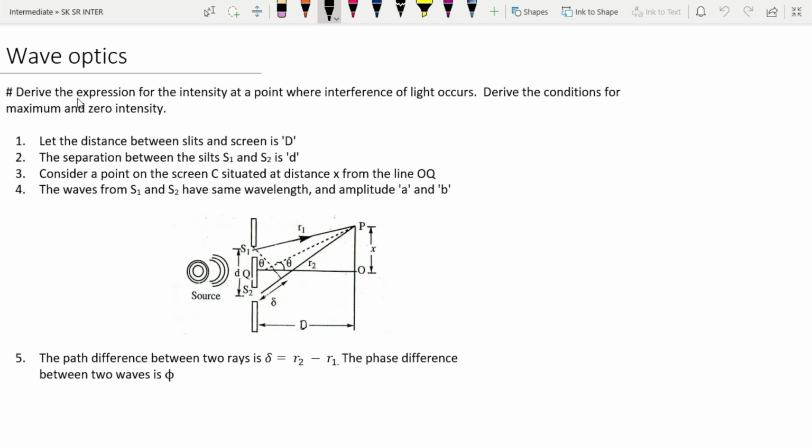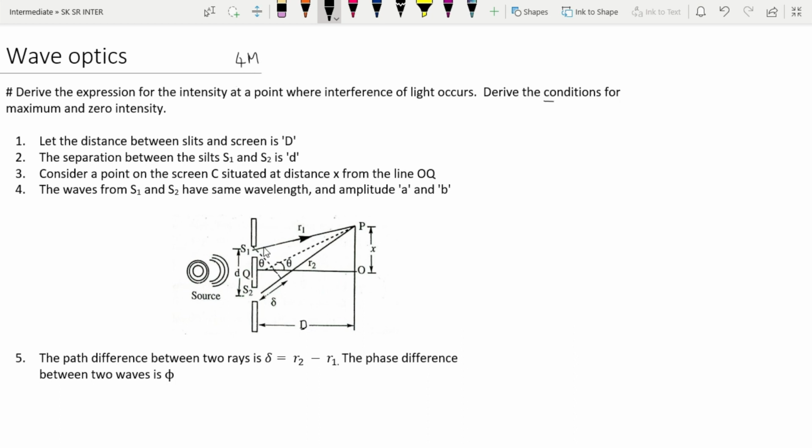Today our question is: derive the expression for the intensity at a point where interference of light occurs, and derive the condition for maximum and zero intensity. So we have to find the expression for intensity, first in terms of interference of light, and then satisfy the conditions for maximum intensity and zero (minimum) intensity. This question belongs to wave optics, which carries 4 marks.